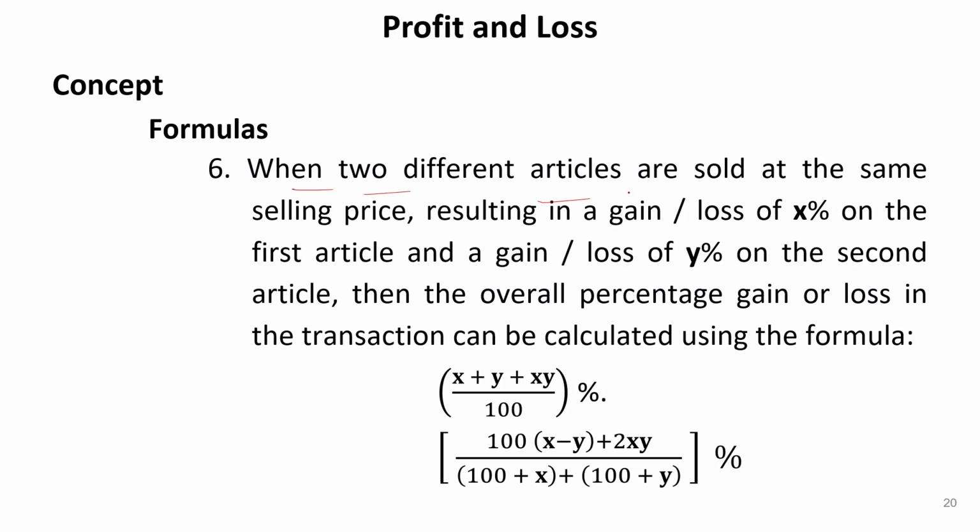So when two different articles are sold at the same selling price, both sold at the same price, resulting in a gain or loss of X% on the first article and a gain or loss of Y% on the second article, then the overall percentage gain or loss in the transaction can be calculated using the formula what? (X + Y + XY/100)% into 100, into (X - Y + 2XY) whole by (100 + X) plus (100 + Y)%. Okay.